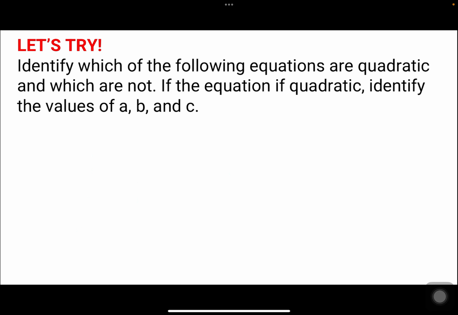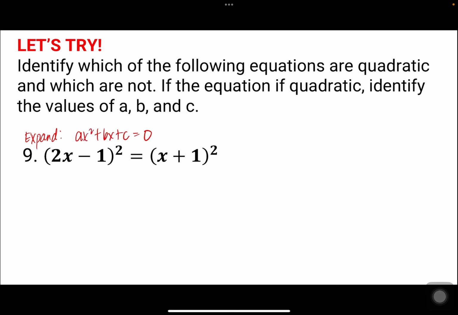Okay? Number 9. So, as you can see, we have a complex problem here. So, in this part, let's try to expand it first. I-expand lang po natin para po maging ax squared plus bx plus c is equal to 0, or ilalagay lang natin sa standard form. Pero kung mapapansin nyo, medyo mahaba siya. So, pero may technique po tayo dyan.